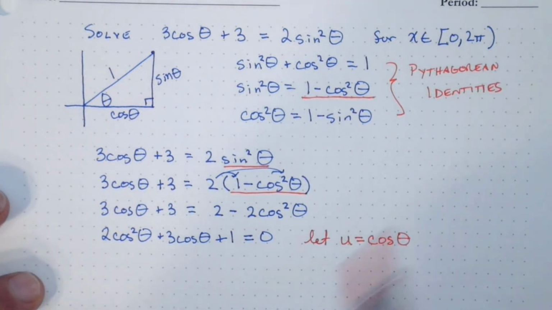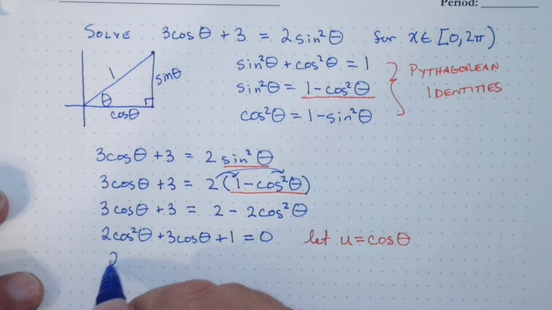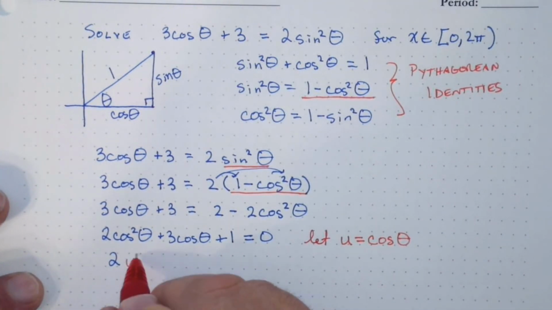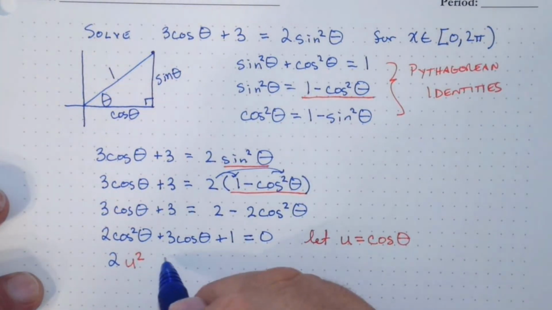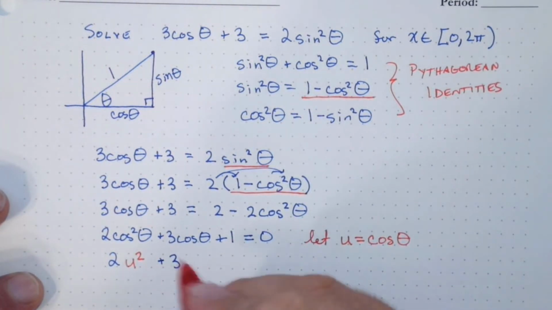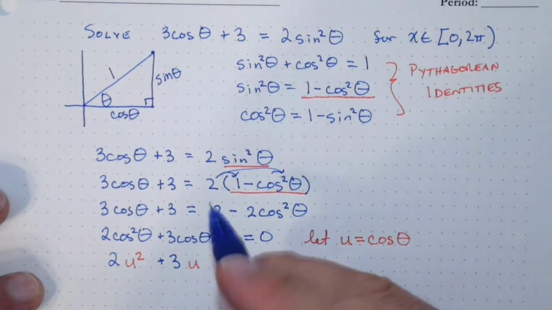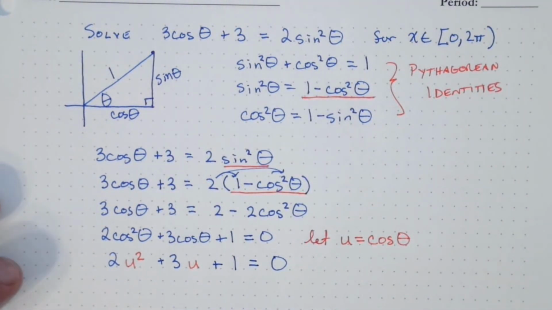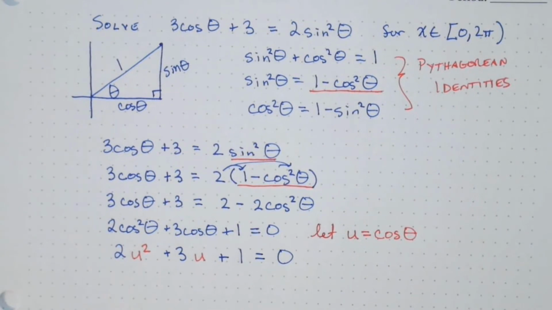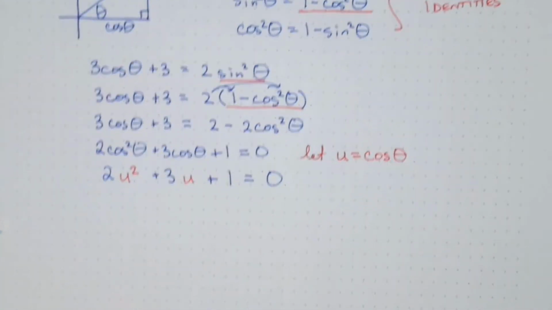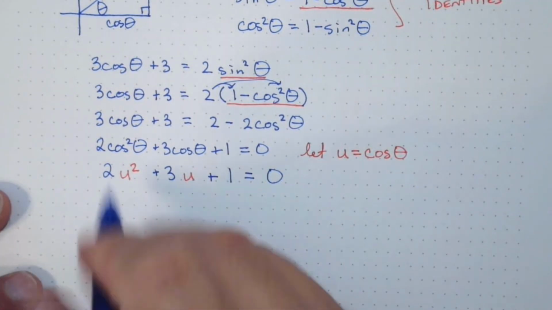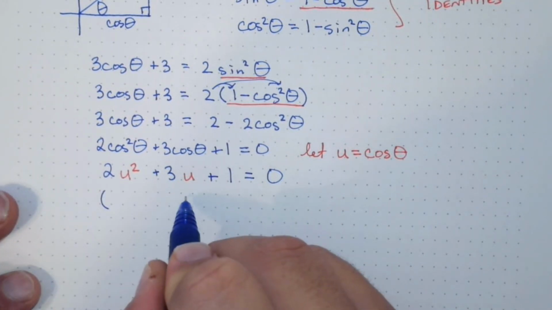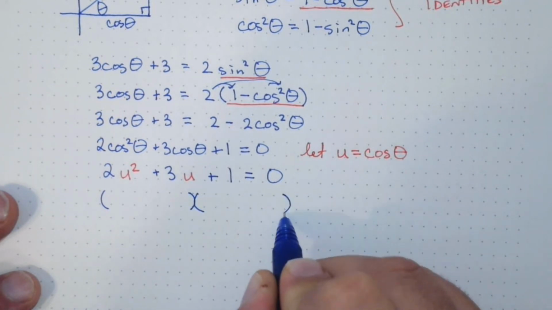So that's going to give me 2 times u squared plus 3 times u plus 1 equaling 0. So now I'm a step closer to being able to solve this equation, since now I've converted it to a quadratic equation in the variable u. Okay. So I could factor this if possible. We'll see. I could factor this if possible.